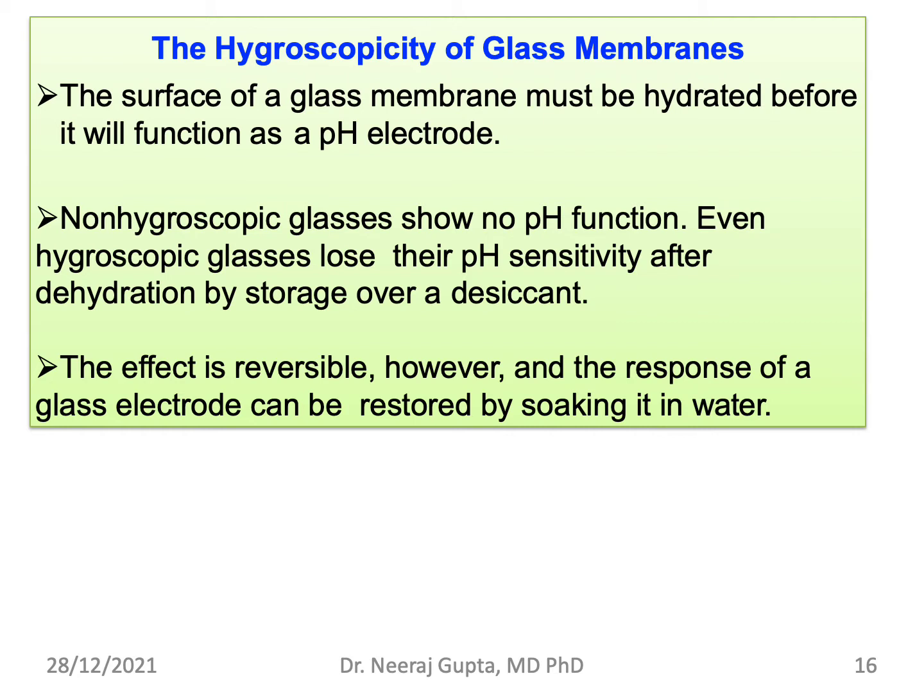Now, hygroscopic substances are substances which tend to absorb moisture from the air. Let's look at the hygroscopicity of the glass membrane. The surface of the glass membrane must be hydrated before it can function as a pH electrode. Non-hygroscopic glasses show no pH function. Even hygroscopic glasses lose their pH sensitivity after dehydration by storage over a desiccant. However, the effect is reversible, and the response of the glass electrode can be restored by soaking it in water.